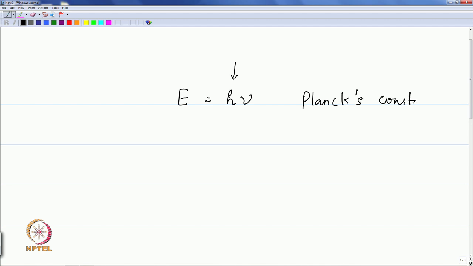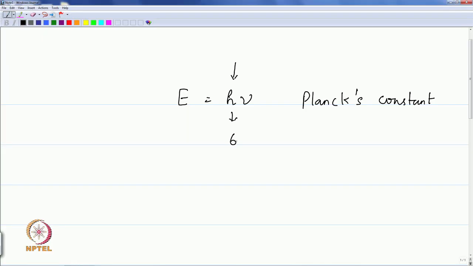He didn't call it that, all the others did, since it was his fundamental contribution, and he proposed a value somewhere around 6.6 times 10 raised to minus 34 joule second. And since this is energy and frequency is per second, the dimension of the constant, the Planck's constant, is energy into time.